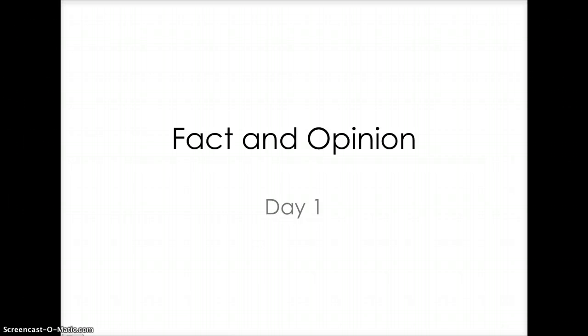Writers use both facts and opinions too. Okay? Good readers know how to tell the difference between facts and opinions. We're going to practice recognizing facts and opinions this week. So, welcome to Fact and Opinion Day 1.